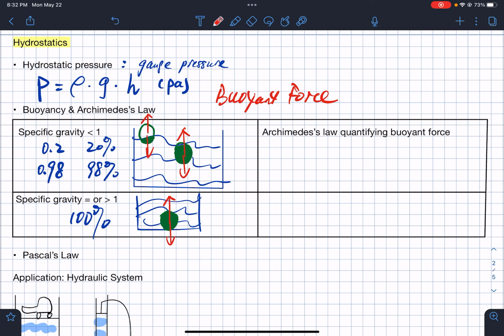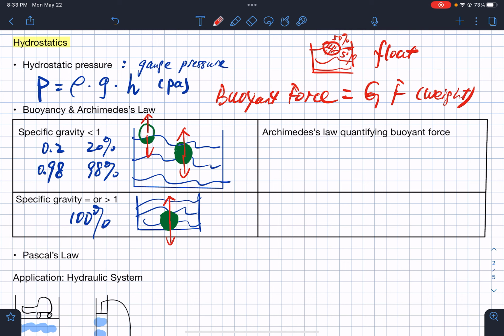But what about when the buoyant force is equal to the gravity force, or the weight? Would it float or sink? It would actually float. It will float like that, with 50% of the ball out of the surface and 50% submerged in water. But this is a float status.